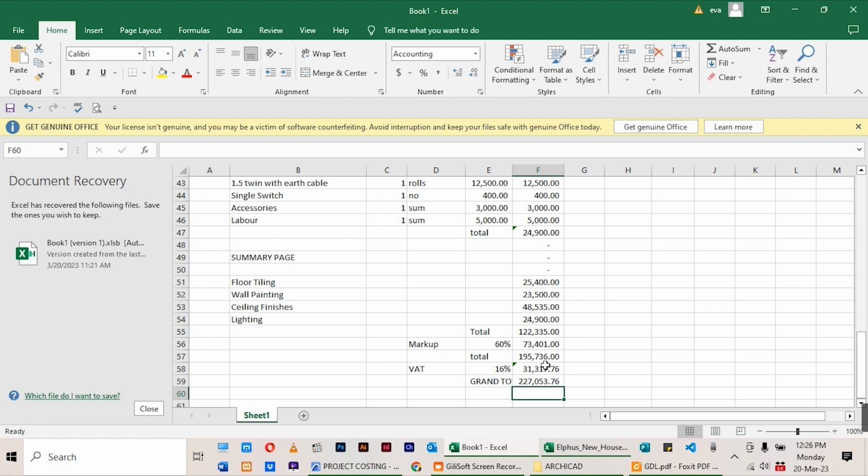Depending on your client, you may decide to work with the markup. If it's a person who has limited means, you can go to as low as 35%. But depending on if they have a lot of means and you can see your client is capable of giving you more money, you can even go to 100%.